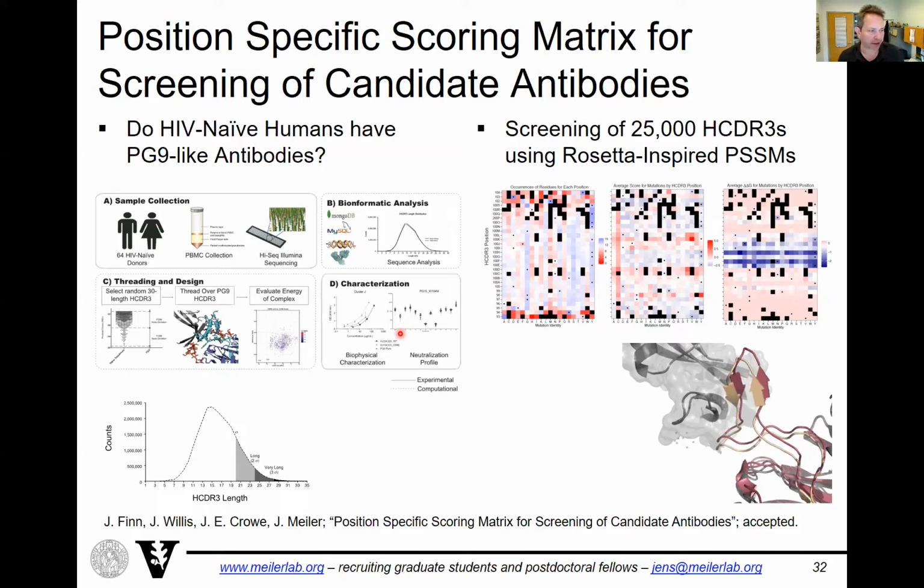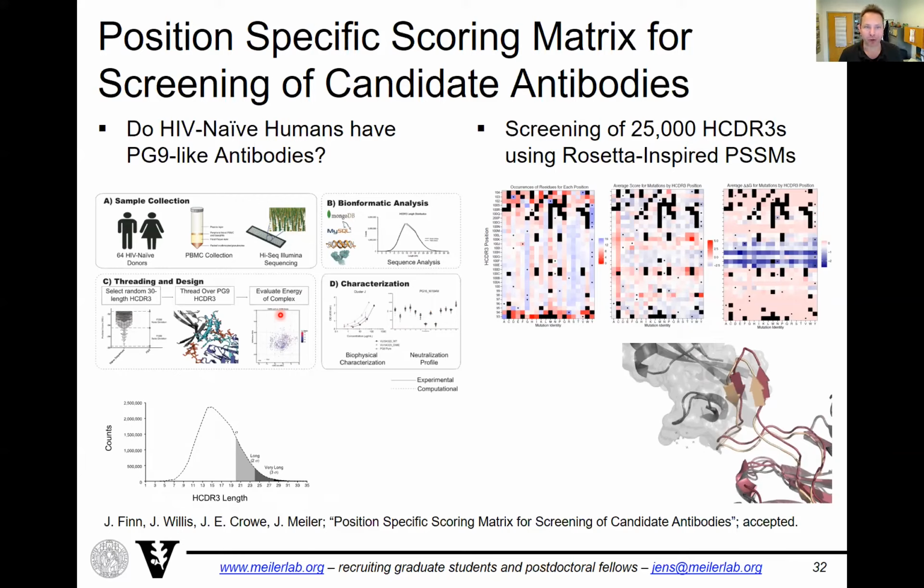So this was a study we did together with the Quake Lab. They did next generation sequencing of antibody repertoires in blood donors for the Red Cross. These people are tested for HIV. They are HIV negative naturally. And so from that, we were able to determine 25 million antibody sequences.